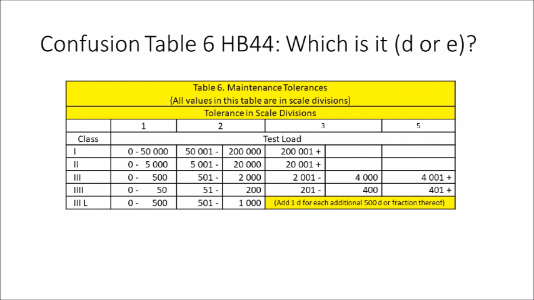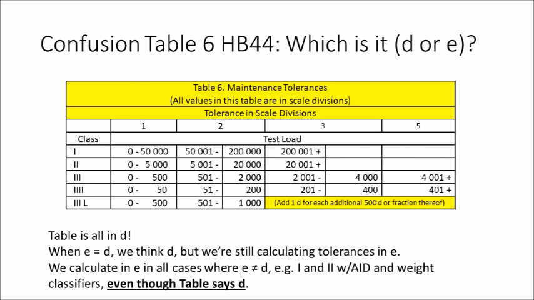But this is not how we actually use the table. When E is equal to D on our instrument, we think D, but we're actually still calculating tolerances in E. And whenever we get an instrument where E does not equal D, we switch over and we read this table in E, even though the table very clearly shows D.